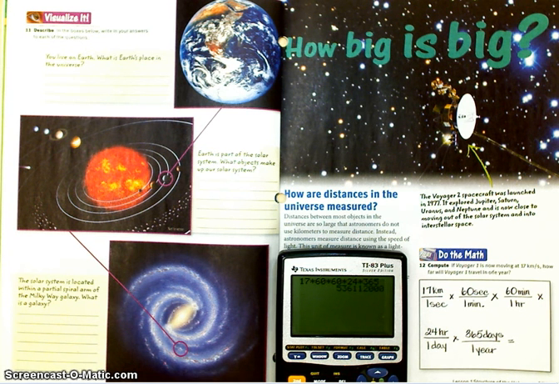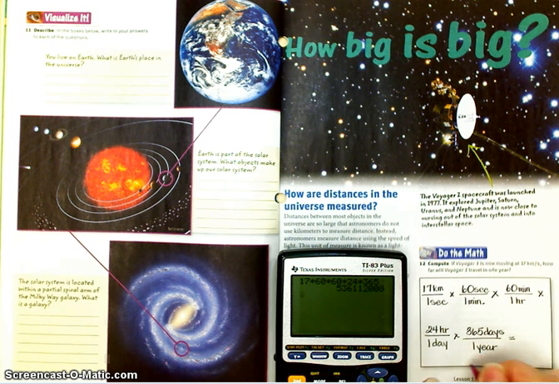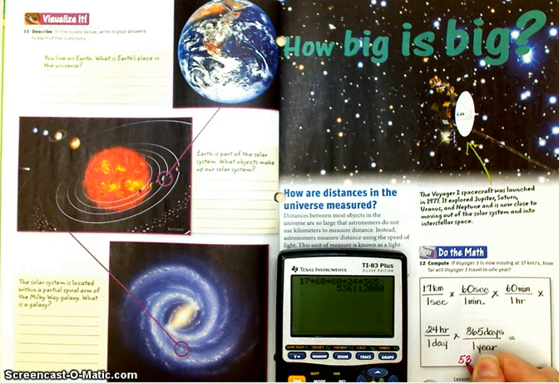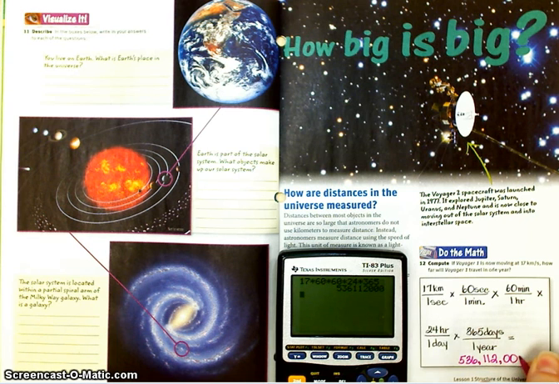And that is 536,112,000 kilometers that Voyager 1 will travel in 1 year. 5, 3, 6, 1, 1, 2, 0, 0, 0, and my units are kilometers per year.